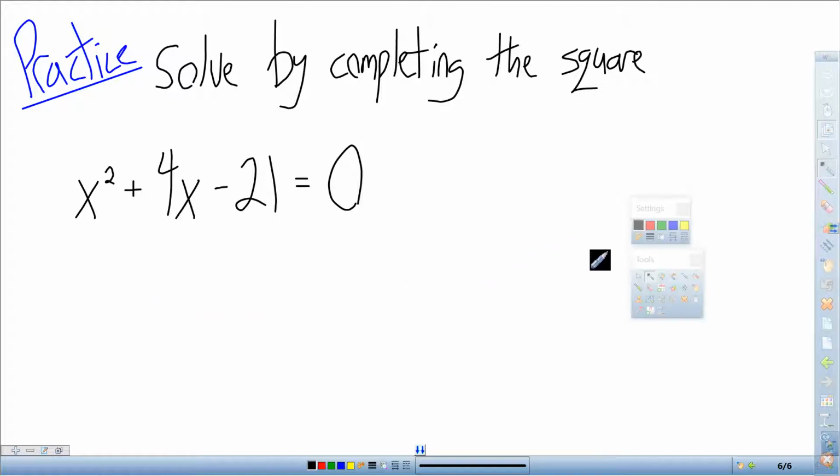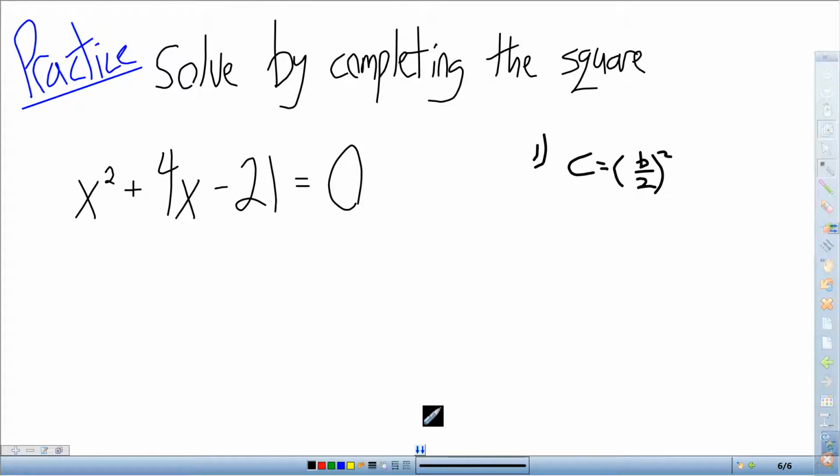Go ahead and copy this. The first thing we want to do is get rid of this old C value, and then you can find that new C value, just like we've done before by plugging your B value into this. Okay, so get rid of that old C value and then find that new one.